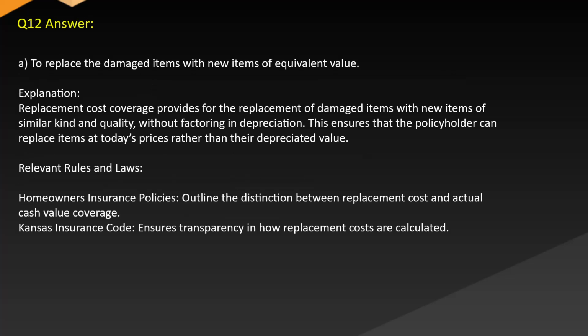Answer A. To replace the damaged items with new items of equivalent value. Explanation: Replacement cost coverage provides for the replacement of damaged items with new items of similar kind and quality without factoring in depreciation. This ensures that the policyholder can replace items at today's prices rather than their depreciated value. Relevant rules and laws. Homeowners insurance policies outline the distinction between replacement cost and actual cash value coverage. Kansas Insurance Code ensures transparency in how replacement costs are calculated.